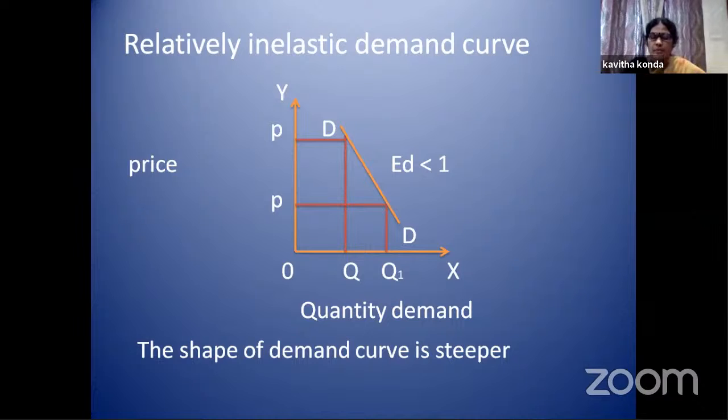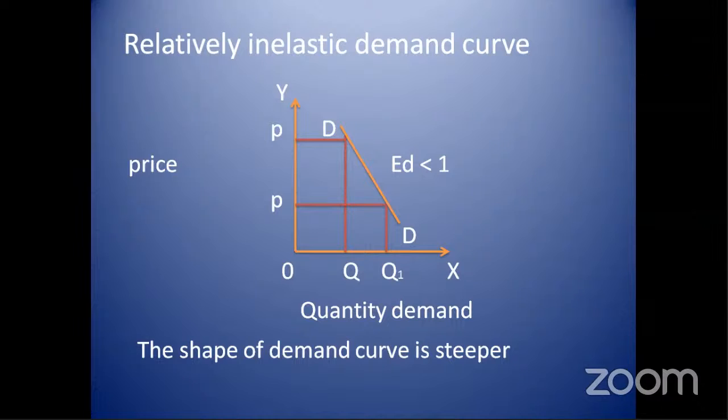Okay students, these are the 5 types of price elasticity of demand: perfectly elastic demand, perfectly inelastic demand, unitary elastic demand, relatively elastic demand, and relatively inelastic demand. This is a very important topic, price elasticity of demand, to know about the responsiveness of the change in quantity demanded to the change in the price. In the next class we'll continue with the importance and the limitations of the elasticity of demand. Okay. Thank you, madam.